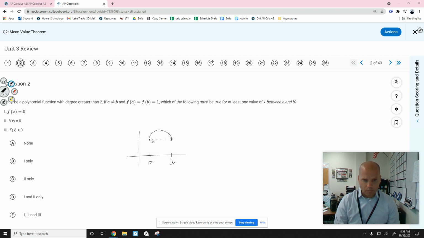The secant slope is 0. I'm guaranteed to have a tangent slope that equals that secant slope, which is 0. Must our second derivative be 0? No. Must we have a y coordinate equal to 0? No. I mean, we could, but must we? No. So mean value theorem must.